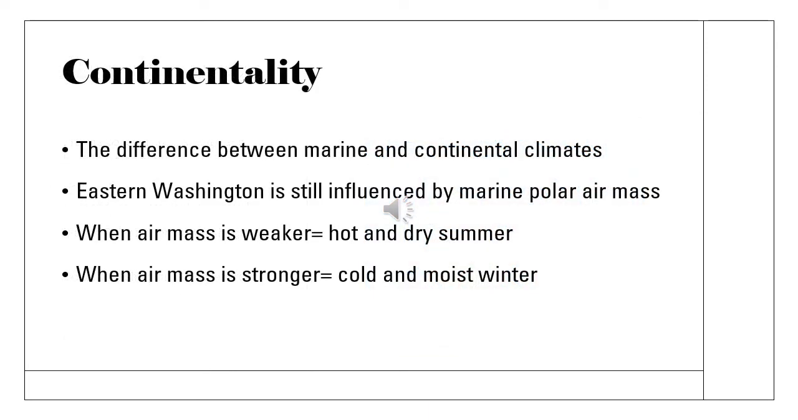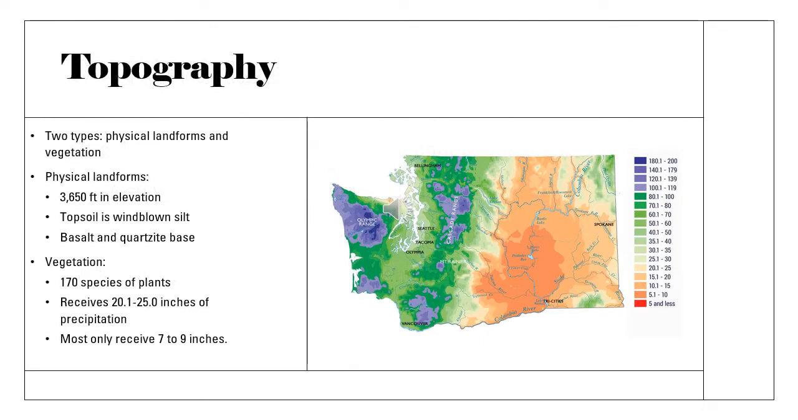The continentality effect is described as the difference between marine and continental climates. Even though eastern Washington is usually more dry and hot, it is still influenced by the marine polar air mass, and it can be seen throughout the seasons. During the summer, the marine polar air mass is weaker, and the result is a hot and dry climate. During the winter, the air mass is stronger, bringing a cold, moist climate.